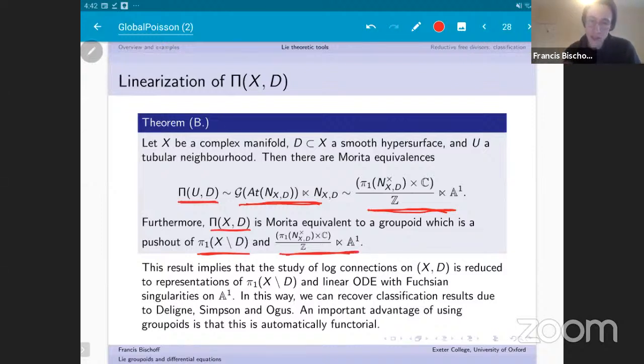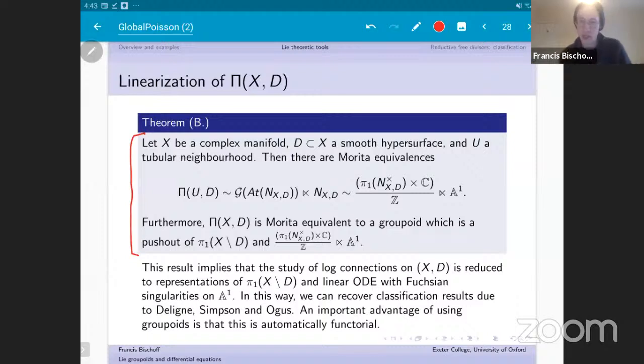And the significance of this result is that it implies that the study of logarithmic flat connections on X with singularities along D gets completely reduced to studying the representations of the fundamental group of the complement and linear ordinary differential equations with Fuchsian singularities on the affine line. In this way, we can recover classification results due to Deligne, Simpson, and Auroux for logarithmic flat connections. But an important advantage of using groupoids is that everything is automatically functorial. You could think of this as a template for what we could do in more general situations of Lie algebroids.